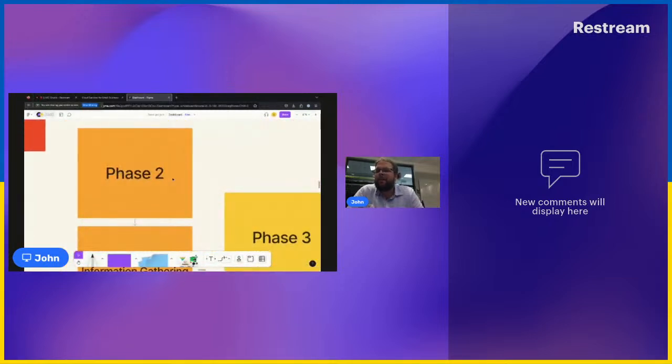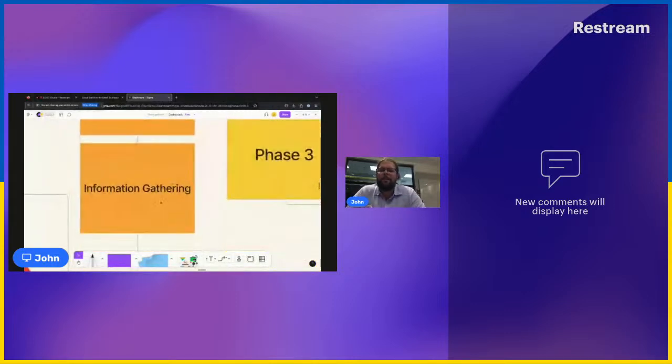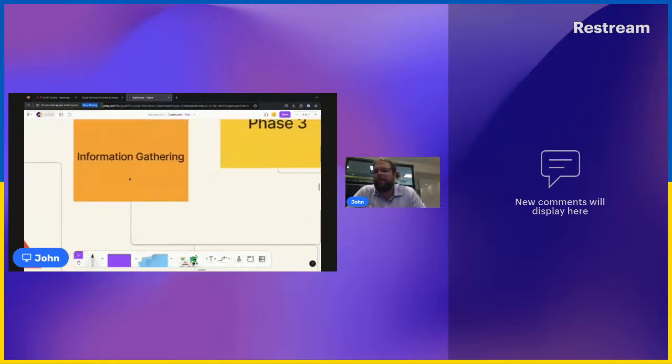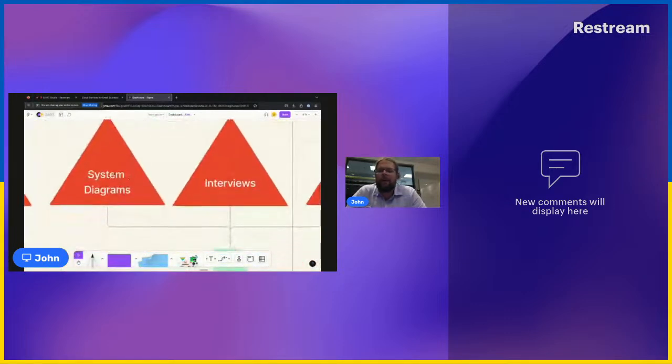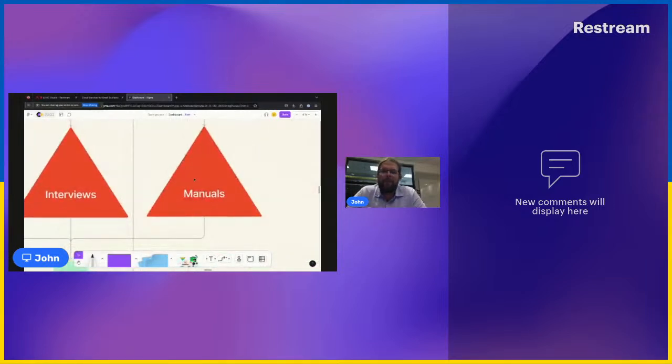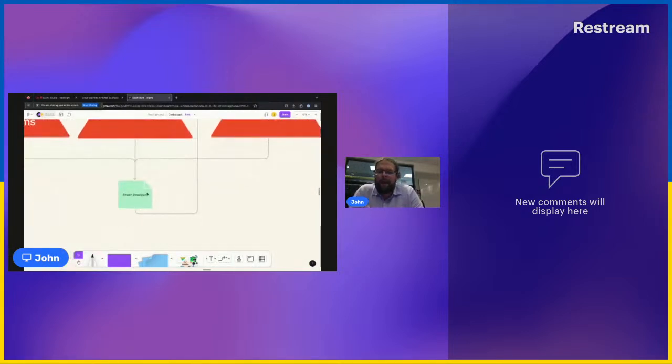Phase 2 is interesting, it's exciting, and it's where you're going to build a really, really great team. You're going to build effective documentation, and you're going to move from phase 2 and start information gathering. So what type of information do we want to gather here? We want to gather our system diagrams, we want to conduct interviews, and we want to write better manuals. We want to make sure we have manuals for all the systems and all the components that we're using, and that's going to help us develop a system description.